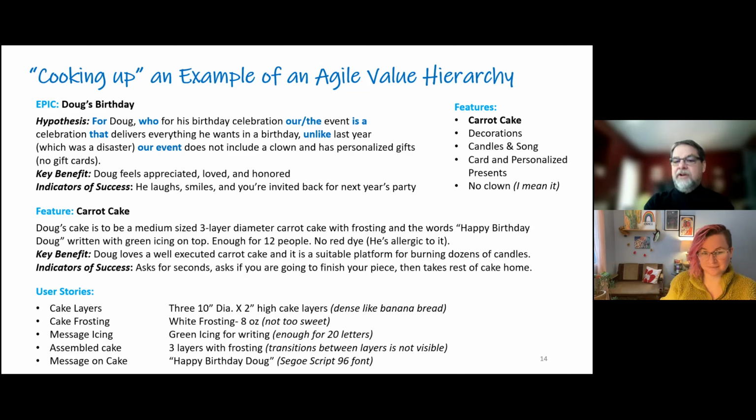That is, how do you know you're done, right? What's the definition of done? How do you know you've crossed the finish line? Because the idea is if you execute these user stories correctly and you put them all assembled together, you're going to have a carrot cake that meets the intent of what Doug wanted in a carrot cake. And then Doug will be happy and he will love you to death. So this is an example, very simple, but in the same way, how does this map to your world?